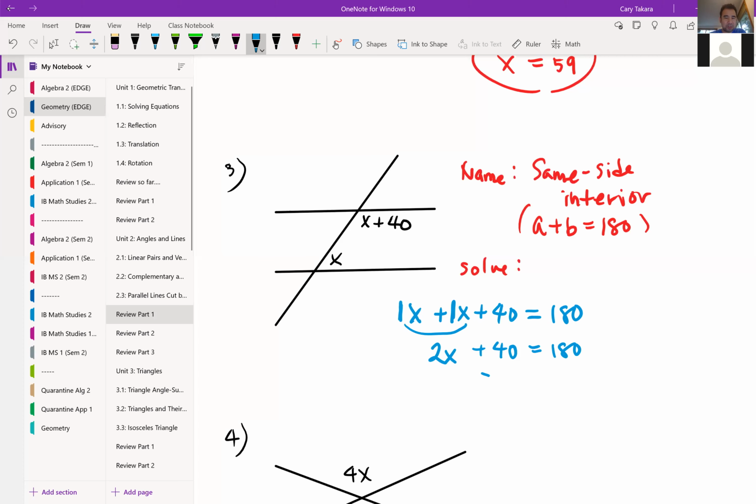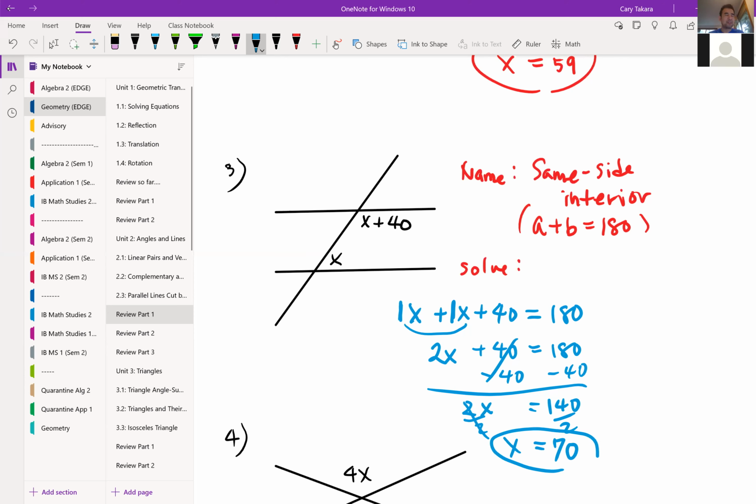And let's subtract 40. So 2x equals 140. Then what? Divide by 2. Divide by 2. x equals 70. Did you get that?